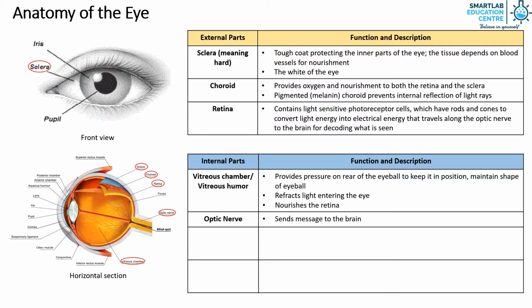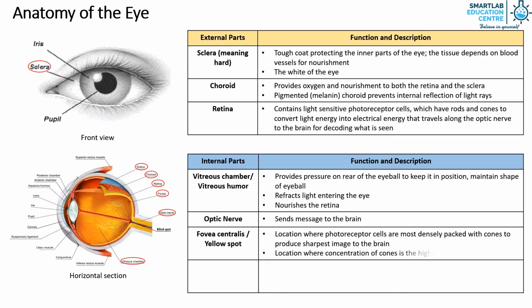The fovea centralis or yellow spot is the location where photoreceptor cells are most densely packed with cones to produce the sharpest image to the brain. It has the highest concentration of cones and has no rods.